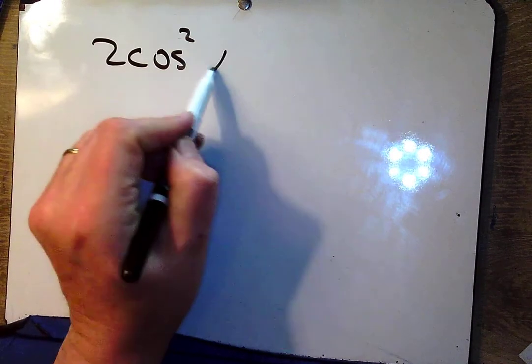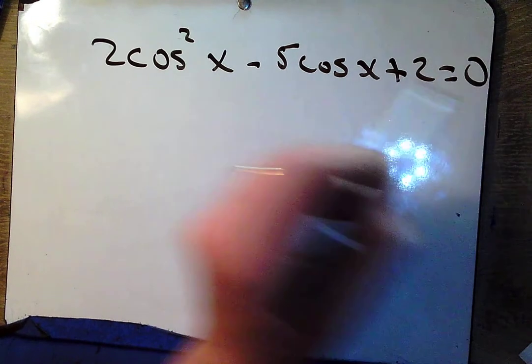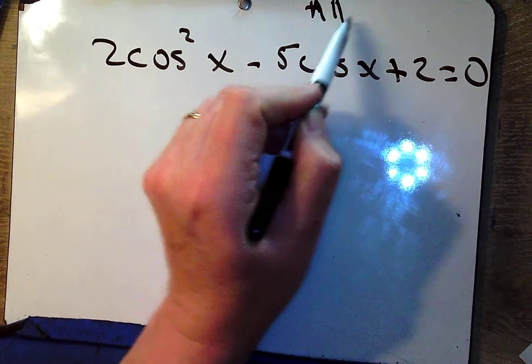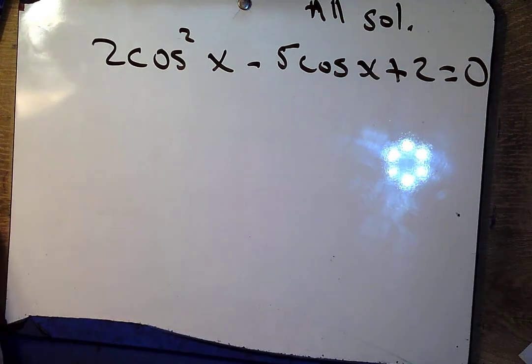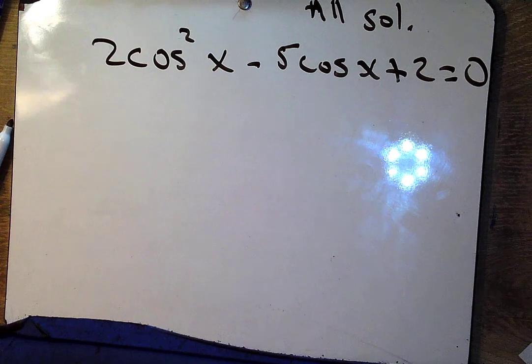So how about this? Why don't we practice with this one? Something a little more humane. Something that is test-worthy: 2 cosine squared x minus 5 cosine x plus 2 equals 0. And how about all solutions? Okay. Why don't you take a moment to solve that equation, find all solutions, and we'll check it over in a moment.